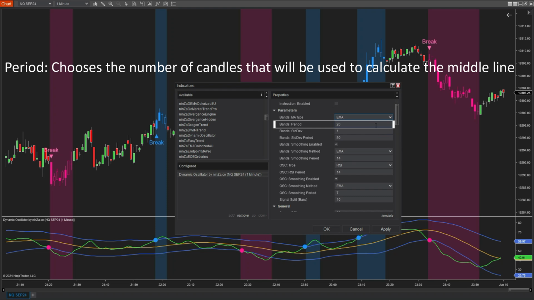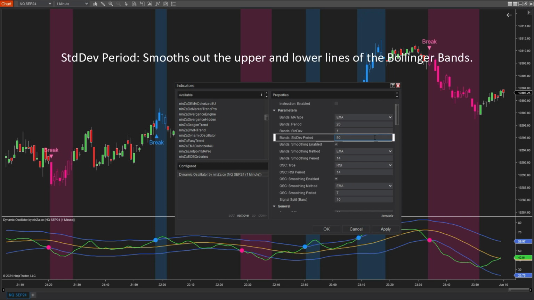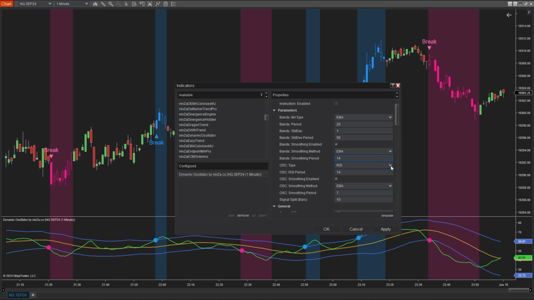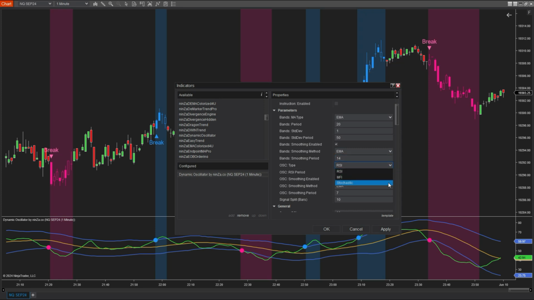Bollinger Bands. STD-DEV. This parameter adjusts the width, or we can say the standard deviation, of the Bollinger Bands. STD-DEV period. This smooths out the upper and lower lines of the Bollinger Bands. OSC type. This option lets you switch between different oscillator lines integrated into the indicator, such as MFI, RSI, and stochastic.